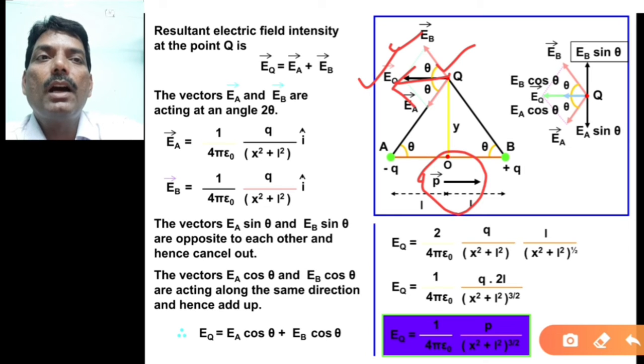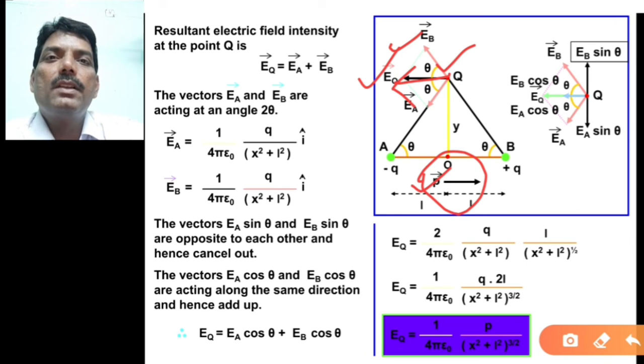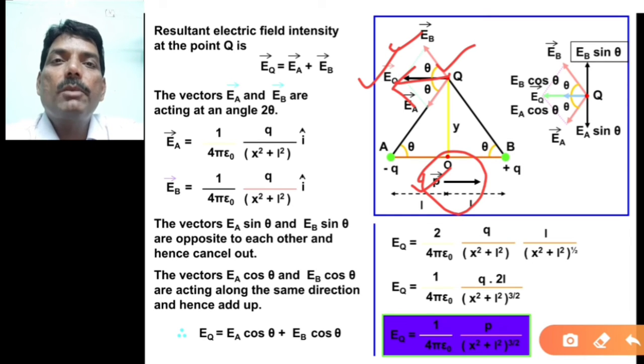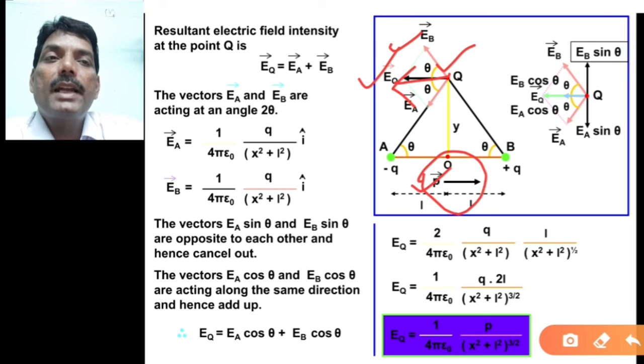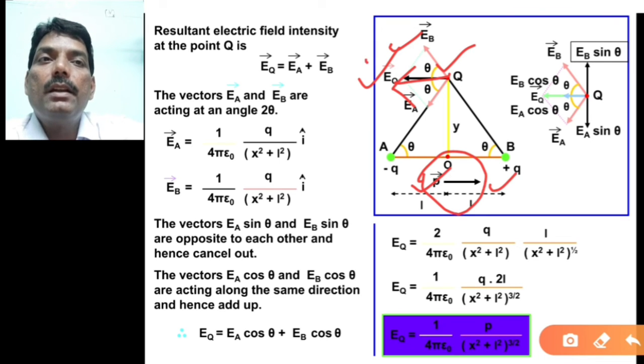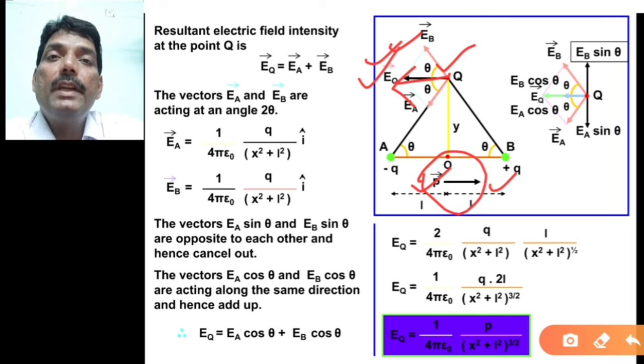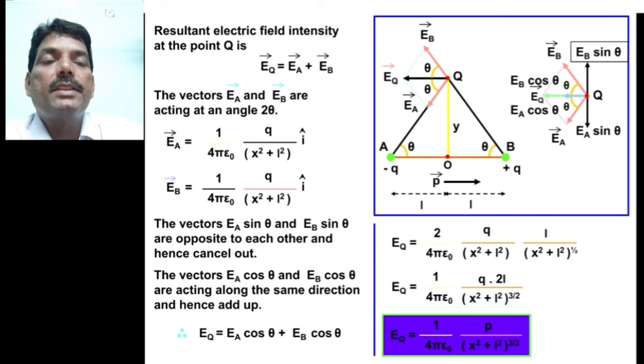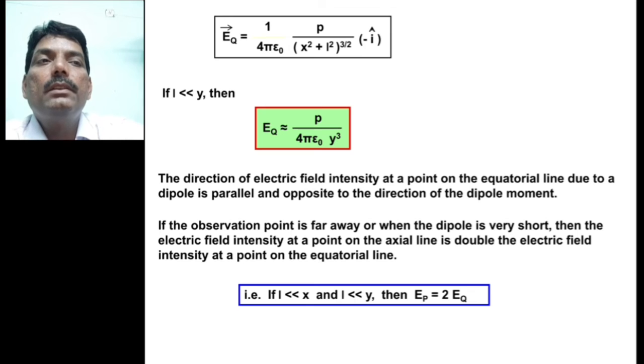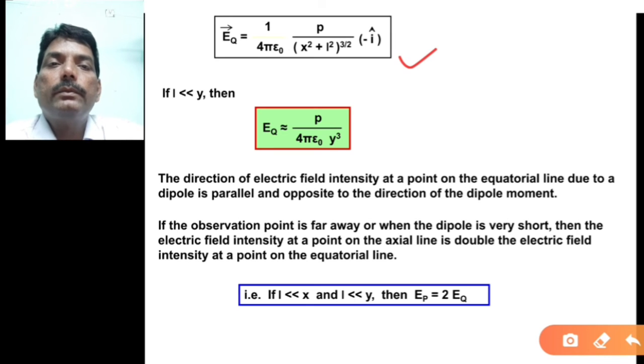These two are opposite to each other. So in case of the axial line, both are in the same direction. That means the direction of the resultant electric field intensity and the dipole moment are in the same direction in case of the axial line. But in case of the equatorial line, the direction of the dipole moment and the resultant electric field intensity are in opposite directions. So we can indicate this by this equation also.